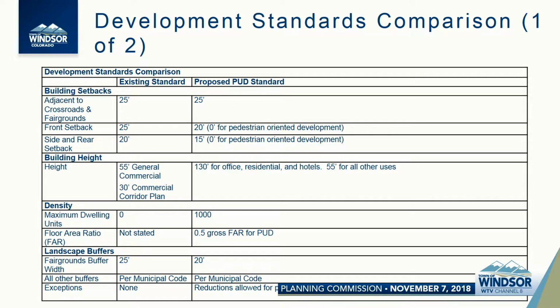The development standards for the site are generally consistent with general commercial. There are a few highlights I want to point out that do vary from general commercial. One of those is the building heights up to 130 feet for office, residential, and hotels, and 55 feet for all other uses, whereas currently the restriction would be 30 feet allowed per the commercial corridor plan. There would be a 0-foot setback allowed for pedestrian-oriented development that is interior to the site. There would be allowances for reduced parking based on shared parking between uses, such as an office and apartment complex with different peak demands. There would be reduced livable open space required for multifamily development. So things such as the recreation amenities, clubhouse would be reduced, and that's kind of in exchange for higher amenities overall within the PUD.